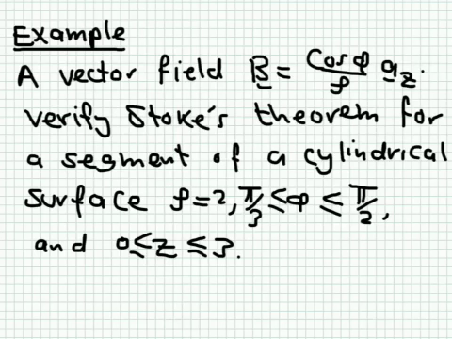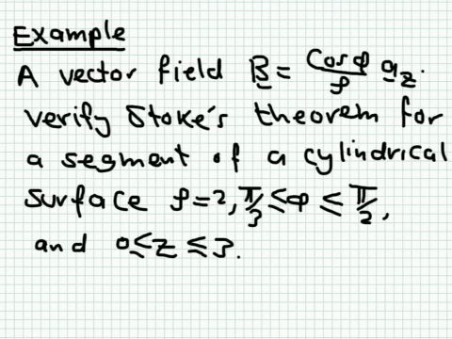Now let's take a look at an example of how to apply Stokes' theorem. We have here a function B, which is given in terms of its components. It has only one component here, which is Az, and Az is a function of phi and rho. It doesn't have a z component. We want to verify Stokes' theorem for a segment of a cylindrical surface given by rho equal to 2. So the cylinder has radius 2, phi between pi over 3 and pi over 2, so it's a segment, and z between 0 and 3. We would like to show that indeed Stokes' theorem applies.